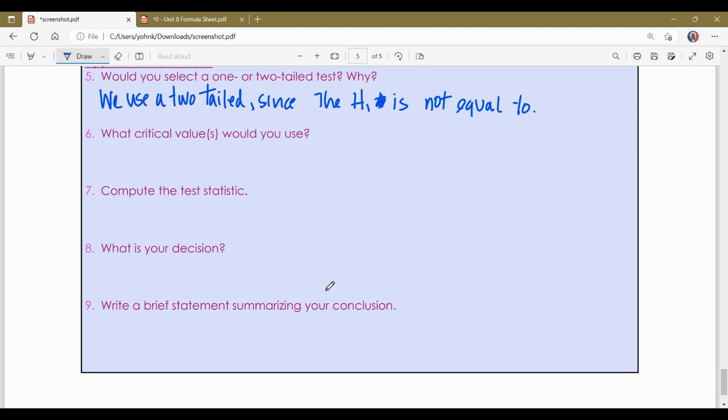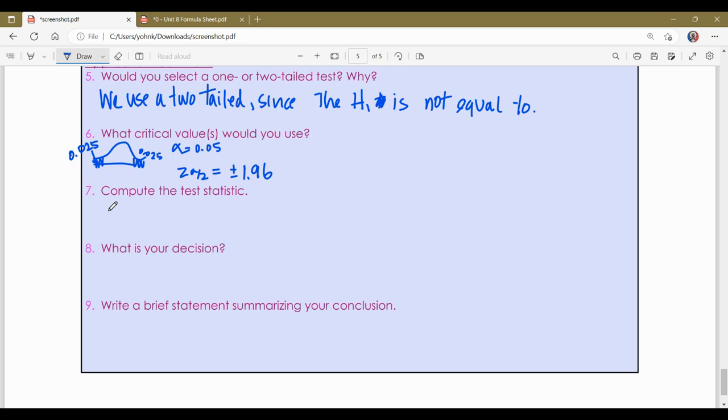What critical values would you use? Okay, well, if we draw our picture, we've got shaded on the right and shaded on the left. Our alpha was 0.05. So that means that each one of our shaded regions is 0.025. That means our critical value is going to be plus or minus, and we'll inverse norm the 0.025, and we get 1.96.